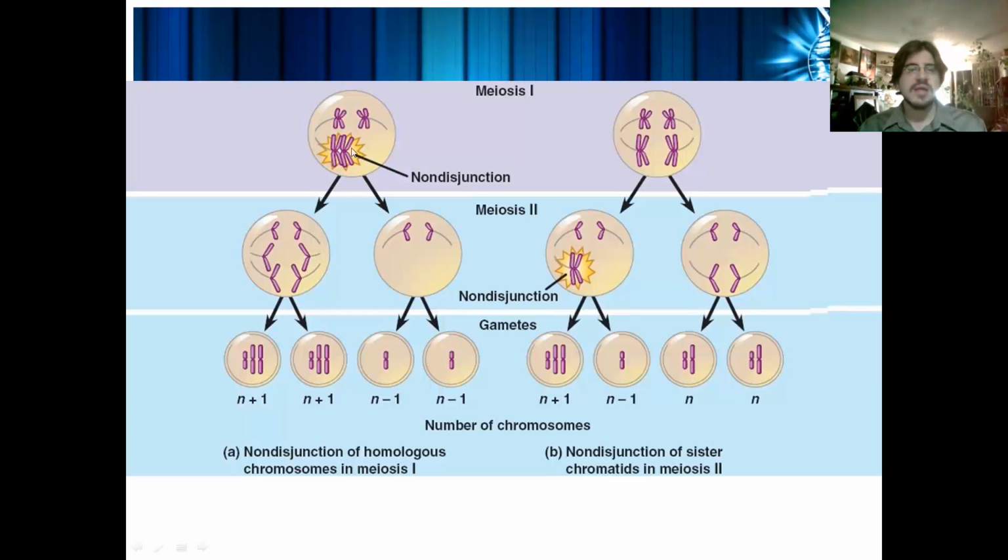So let's take a look. Here is non-disjunction in meiosis 1. So this is anaphase. And here is a tetrad that successfully split apart. And here's one that didn't. And so when we go into meiosis 2, you can see we've got 1, 2, 3, 4 chromosomes. Well, in this egg, we're missing the chromosome here because it didn't make it. So we've only got those two there. And in this egg, we have 1, 2, 3, 4 sister chromatids there. So we produce 2n plus 1 and 2n minus 1. N minus 1 are destined to produce a monosomy. N plus 1 are destined to produce a trisomy.